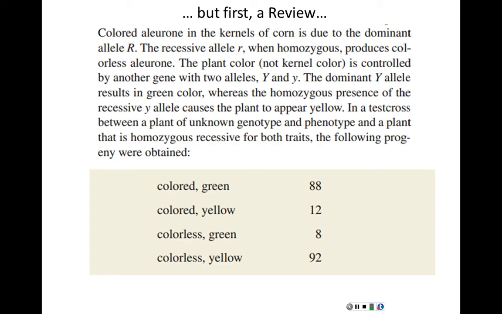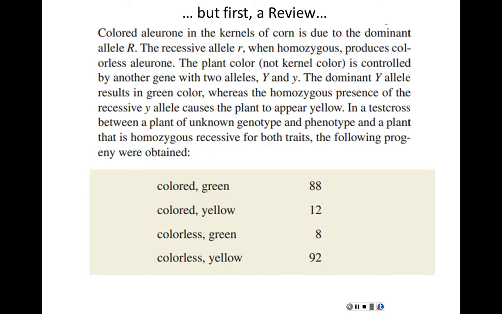So colored kernels in corn are due to the dominant allele R. The recessive allele, little r, when homozygous, produces colorless kernels. The plant color, not the kernel color, is controlled by another gene with two alleles, big Y and little y. The dominant Y allele gives a green plant, and the recessive y allele makes the plant yellow. We have a test cross between a plant of unknown genotype and phenotype and a plant that is homozygous recessive for both traits. The following progeny were obtained.